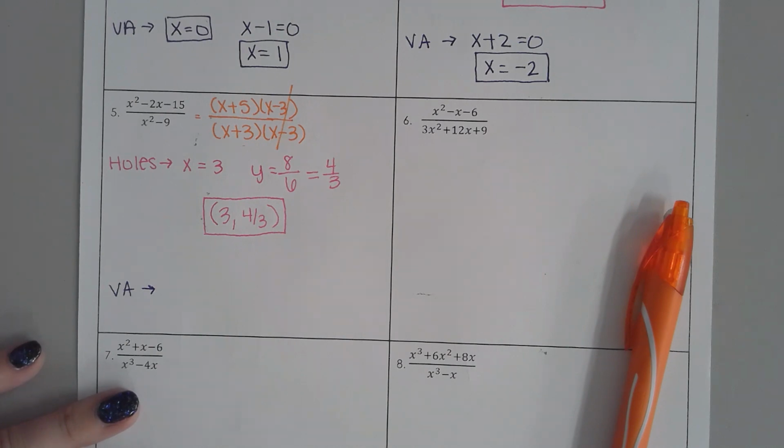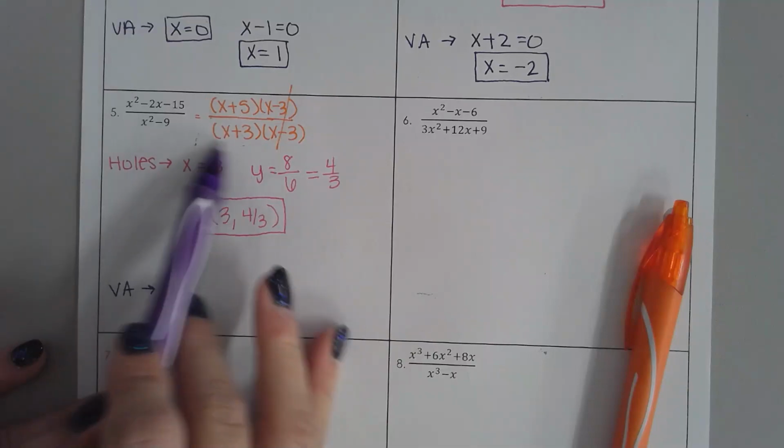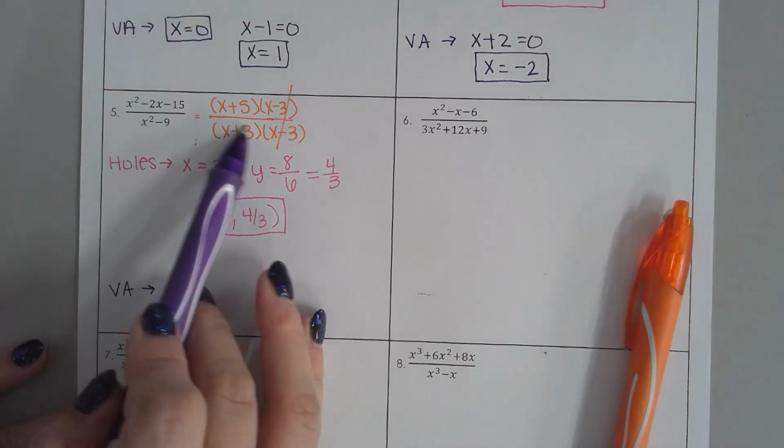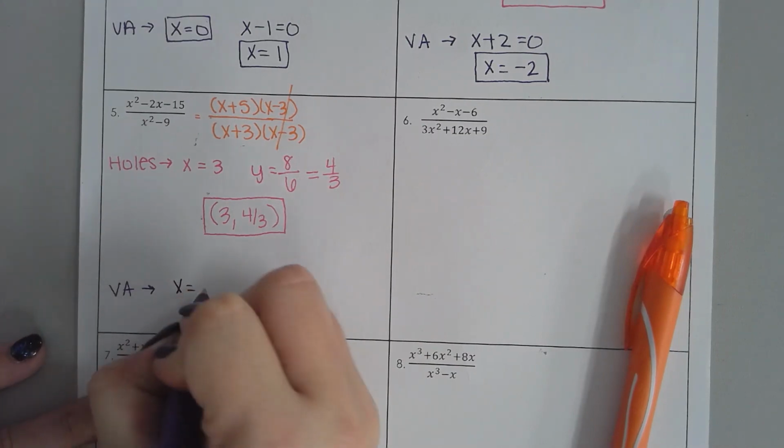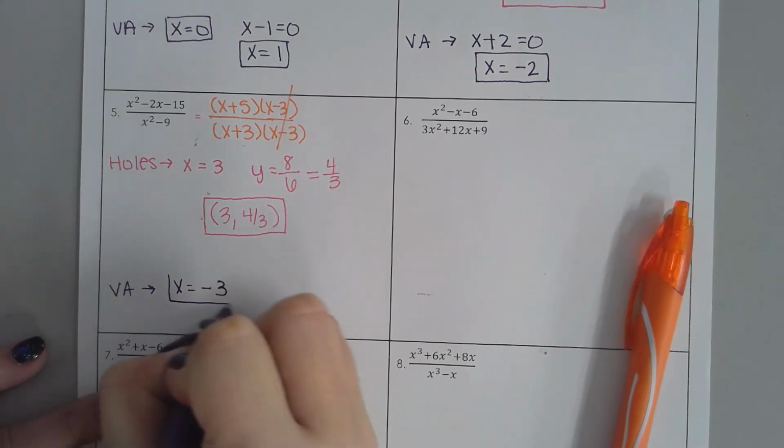And a vertical asymptote. I look at my factor that's left over in the denominator, x plus 3. If I set that equal to 0, I get x equals negative 3.